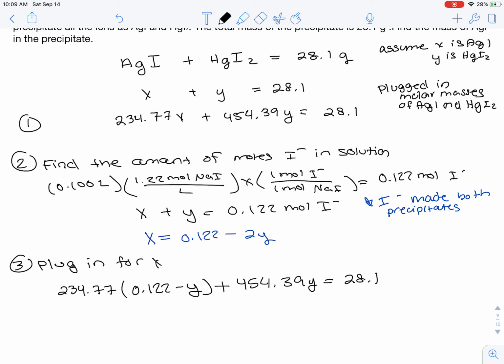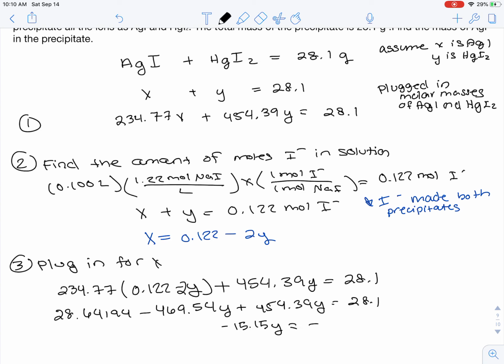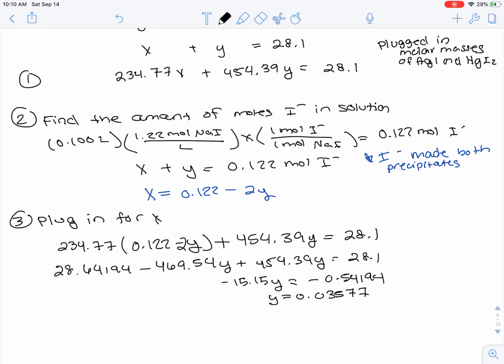Then you expand that. 28.64194 minus, this is 2y, minus 469.54y plus 454.39y is equal to 28.1. And that gives you negative 15.15y is equal to negative 0.54194, and then y is equal to 0.03577. Then solve for x.